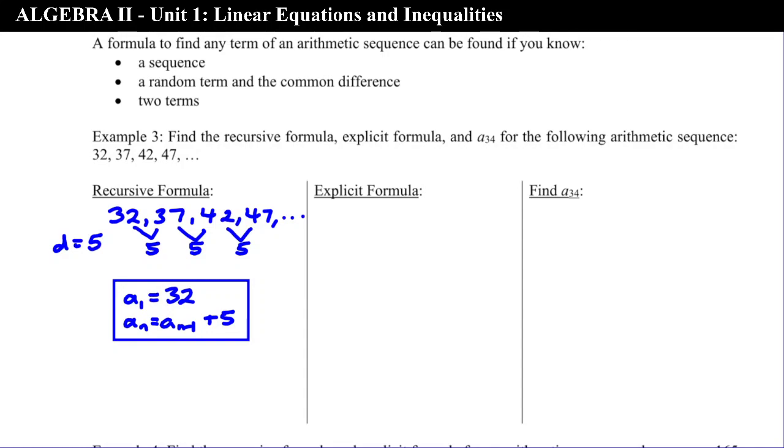Okay, now that we know the recursive formula, let's go on to the explicit formula. All we need for the explicit formula is a term and the common difference. Well, we know that the first term, a sub 1, equals 32, so we'll just use that for the term. What information that gives us is our x, which is 1, because a sub 1 tells us it's the first term, and our y, which is 32, which is the value that goes with our first term. Then we know that our common difference is 5. Well, that just tells us what our slope is.